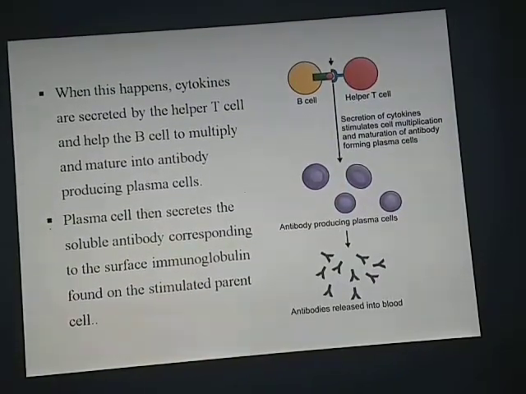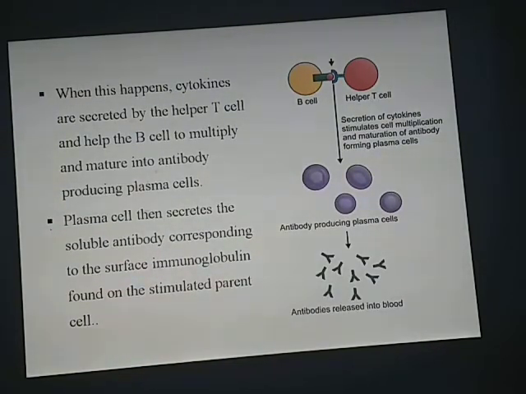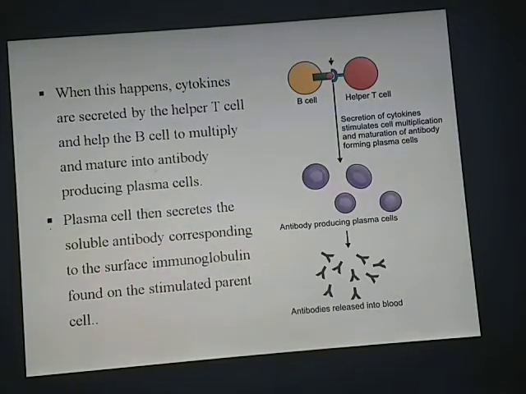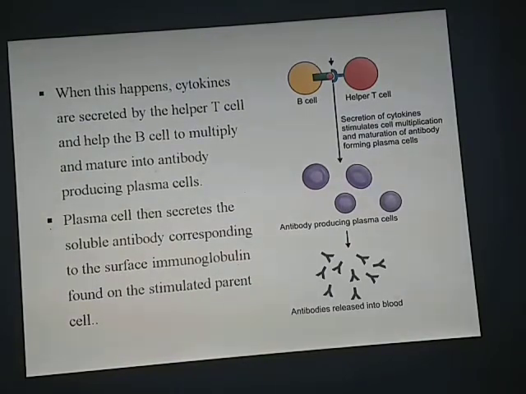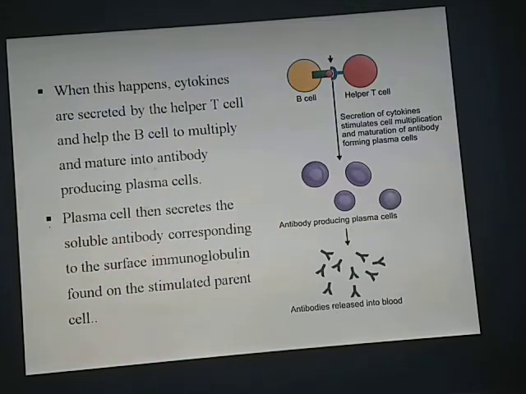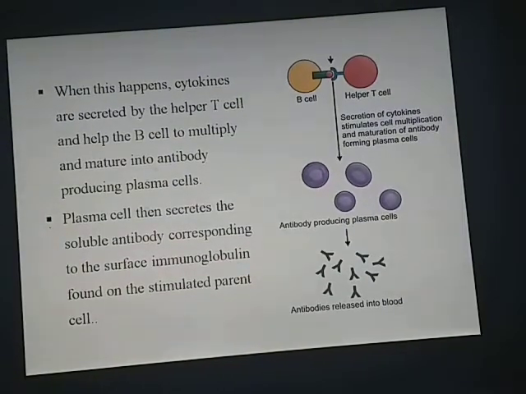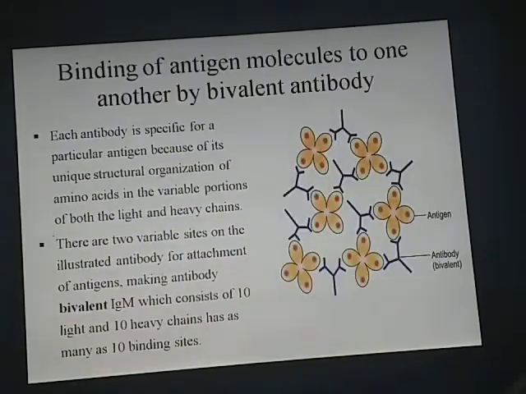So when this happens, the cytokinins or interleukins are secreted by the helper T cells and help the B cell to multiply and mature into antibody producing plasma cells. The plasma cells then secrete the soluble antibody corresponding to the surface immunoglobulin found on the stimulated parent cell. So this is how the antibodies are released by antibody producing plasma cells in response to the antigen.